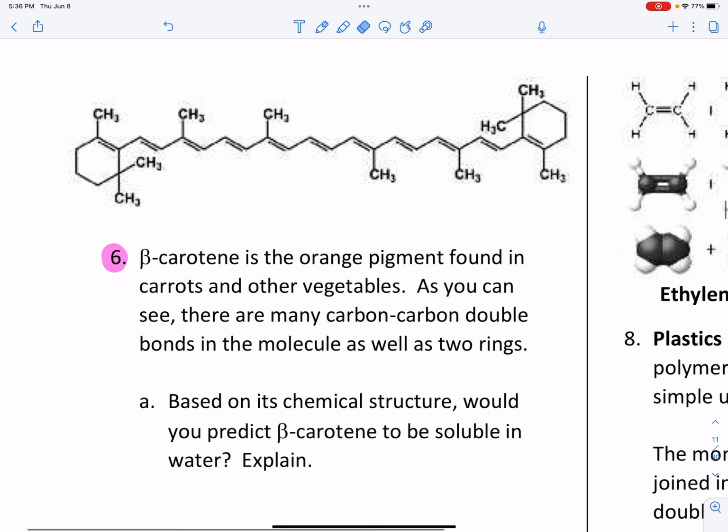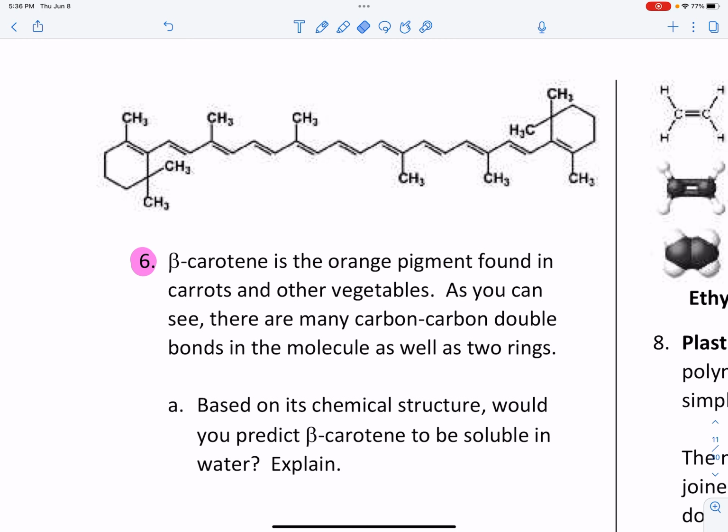Now, question 6, if you flip ahead to that, is a little bit more complicated. It's showing us this big, ugly organic molecule. It says that this molecule is beta-carotene. It's the pigment that's found in carrots and in several different kinds of vegetables. You look at the molecule and you can see it's full of carbons and hydrogens. I see rings, I see double bonds. It's a very complicated molecule.